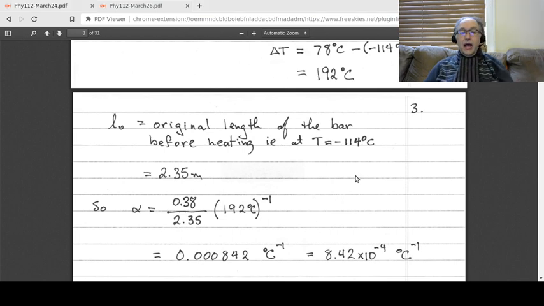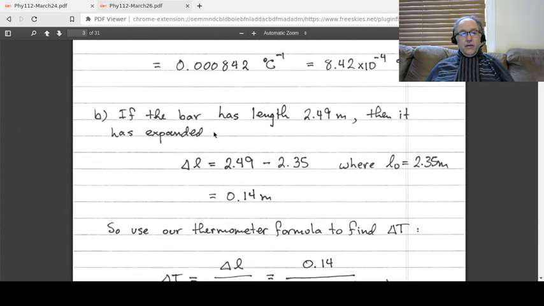And also we need the L naught, which is the original length of the bar. That's the length of the bar at the lower temperature. Okay. So we take the original length of the bar, 0.235, and plug that into the formula, and you will get this number: 0.000842 per degree Celsius. Or there it is written in scientific notation, 8.42 times 10 to the -4 per degree Celsius. All right, great.